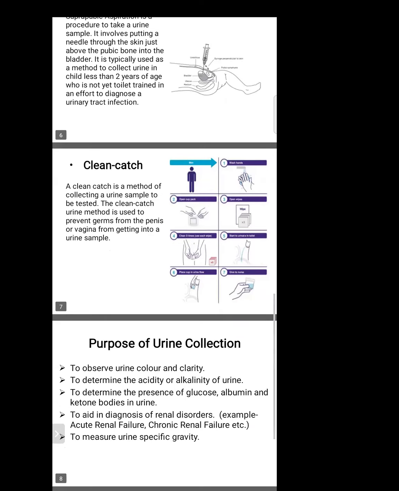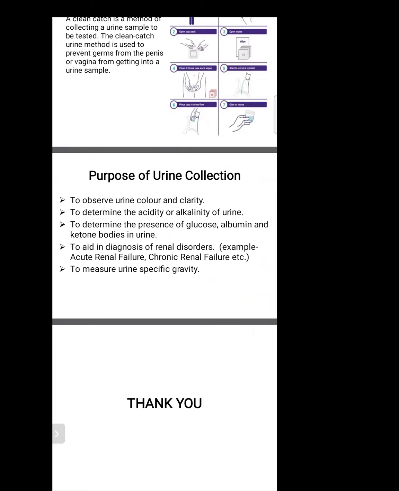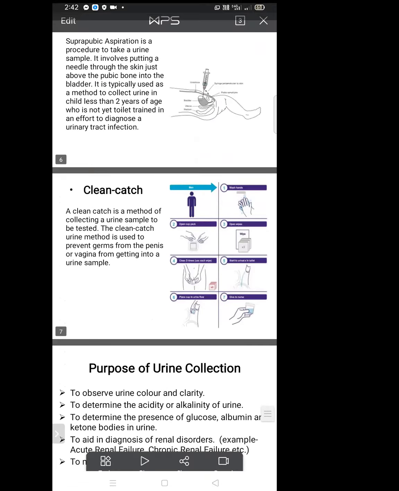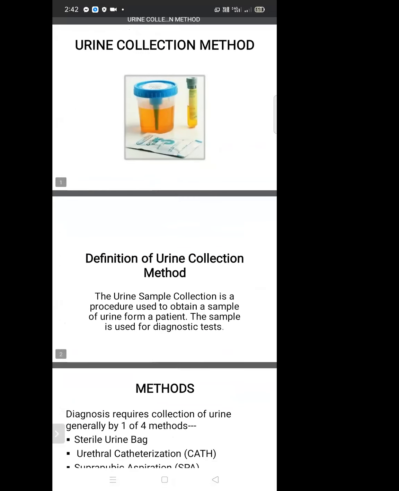And last one, purpose of urine collection: to observe urine color and clarity, to determine the acidity or alkalinity of urine, to determine the presence of glucose, albumin, and ketone bodies in urine, to aid in diagnosis of renal disorder, example acute renal failure, chronic renal failure, etc. And the last, to measure urine specific gravity. Thank you.